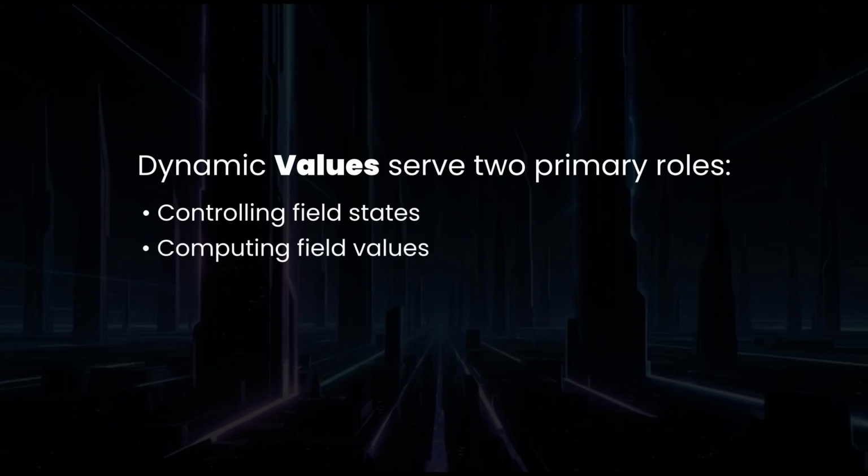The second role is computing field values. Some values are entered manually. Others are derived. A unit price can depend on a selected product. A total can depend on quantity and taxes. Instead of being typed directly, these values are calculated based on other data. To support this behavior, Tryton relies on four core concepts.